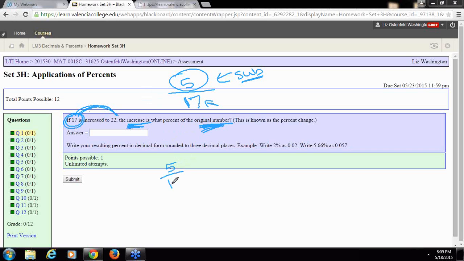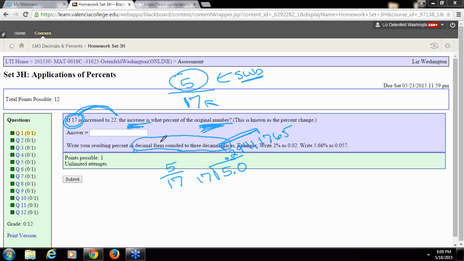Now, by doing this division, 5 divided by 17, doing it the long way if you need to, it's going to give me a decimal. Now, once I get that decimal, I can convert it to a percent. So I'm going to do 5 divided by 17 first, which is kind of ugly. It's like 0.29411765. Okay, I don't expect you guys to go out that far. Going out about 4 decimal places by hand is long enough. Okay. And it does say write your resulting percent in decimal form, rounded to 3 decimal places.